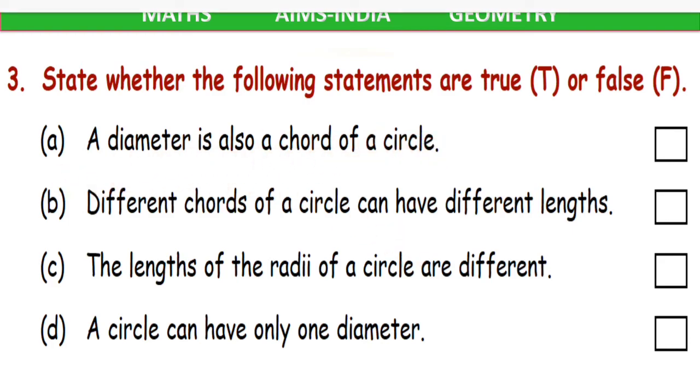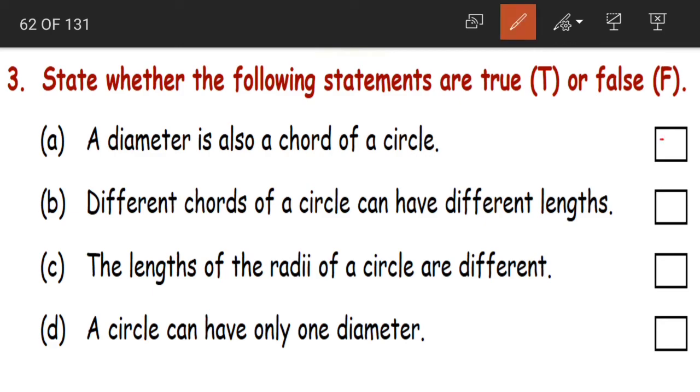A diameter is also a chord of the circle. Is this true, children? Yes, this is true. A diameter is nothing but a chord of a circle as it is joining 2 points on the circle.